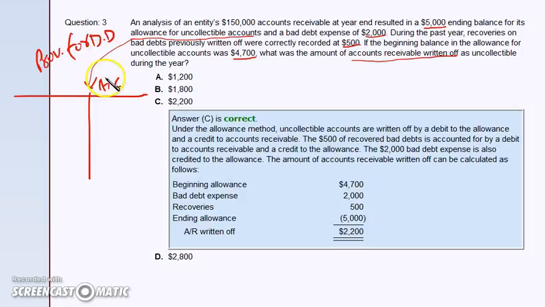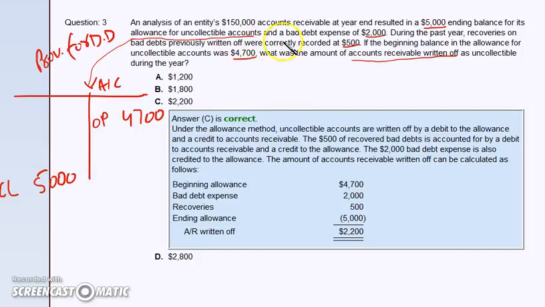Provision for doubtful debts. Okay, so here I need to understand what the opening balance is. Here in the question it's mentioned that opening balance happens to be $4,700. This is the opening balance. I'm just going to write it down over here. Okay, and what is the closing balance? The closing balance is $5,000. Okay, I will write it down over here. CL means closing balance, 5,000.